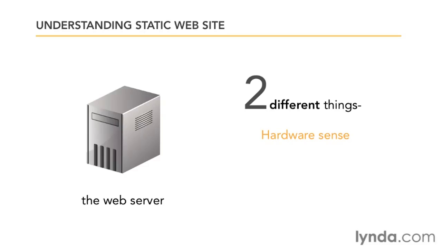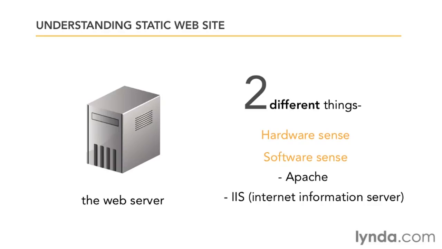Server can also be used in the software sense. This is software designed to serve up web pages. Apache and Internet Information Server are examples of server software that's compatible with Joomla. The web server is frequently used interchangeably with the web host. A web host is a service that offers web servers for your use.